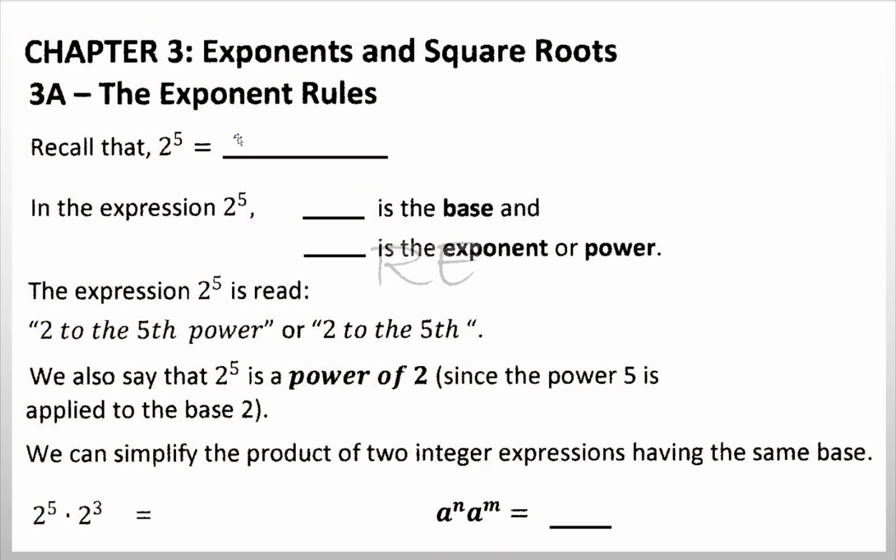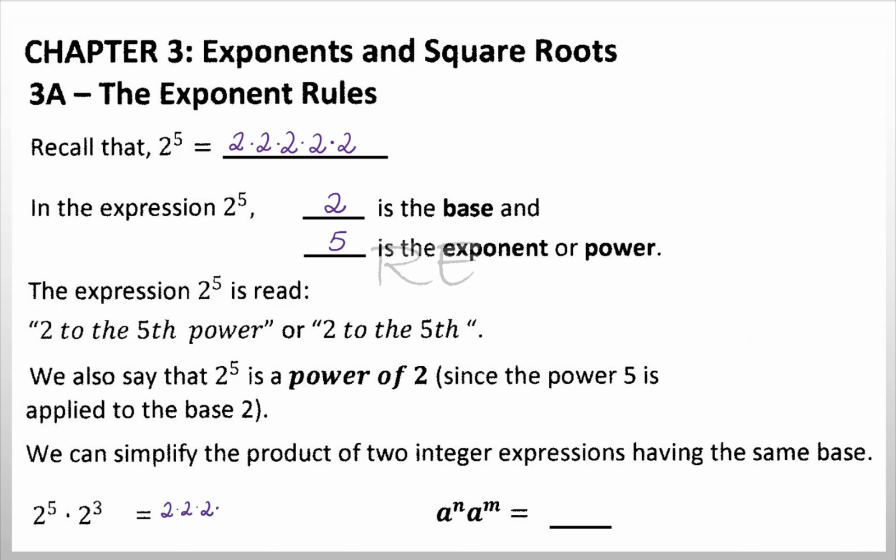2 to the 5th is really 2 times 2 times 2 times 2 times 2. How many times? 5 times. In the expression 2 to the 5th, 2 is the base and 5 is the exponent or power. We say 2 to the 5th power or 2 to the 5th. We also said that 2 to the 5th is a power of base 2, or simply a power of 2.